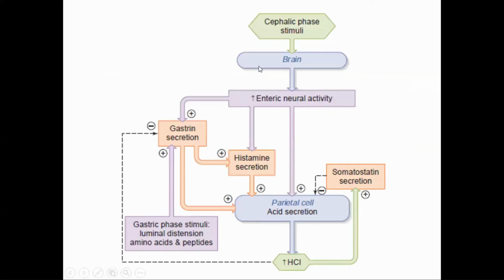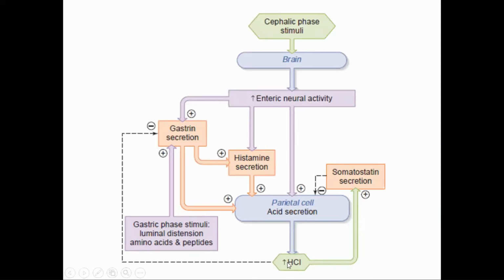So this is also the same figure. During the cephalic phase, there is stimulation of the brain. The enteric neural activity is activated. That will activate the parietal cell, the histamine-secreting cell, and the gastrin-secreting cell. The parietal cell will secrete the HCl.